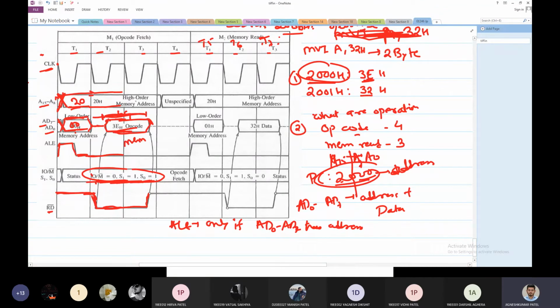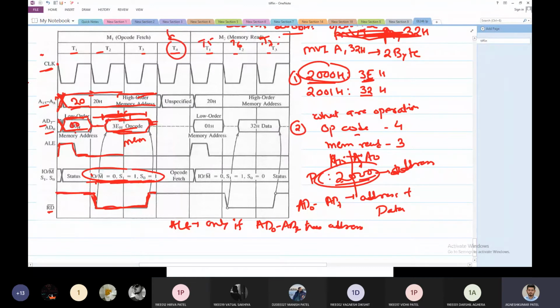And once that completed, my T3 cycle is also going on side by side. Still the higher order address bus at 2000, data bus still have 3. Opcode fetch cycle is still going on, read signal was still low. At the end of the T3, it has been sent again high. So what will happen? As soon as I put this high, my data would vanish from the data bus, and I'll have one more T4 cycle.